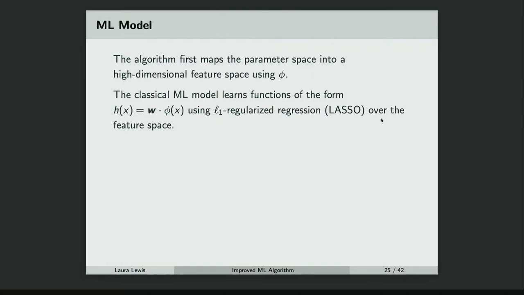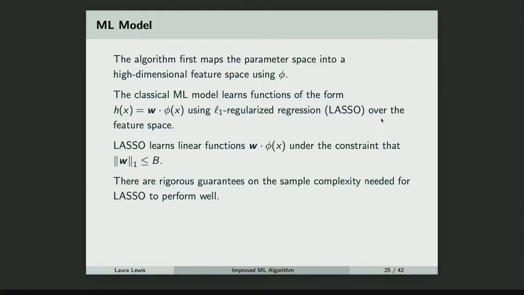So what lasso does is it learns linear functions. So here this W vector is just a vector of coefficients. And phi of x, remember, is our feature vector. And so lasso is a fairly standard algorithm in machine learning that learns linear functions under the constraint that this vector of coefficients W must have one norm bounded above by some B. And this B is a hyperparameter that we set in the learning algorithm.